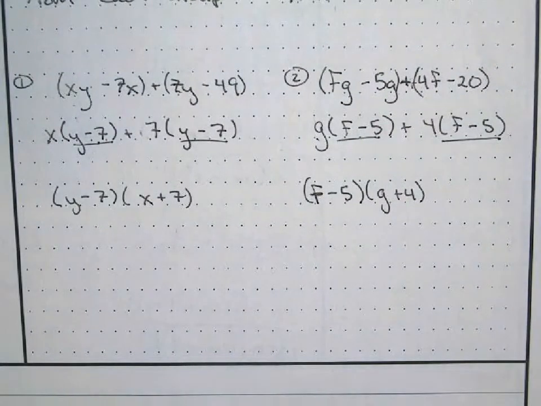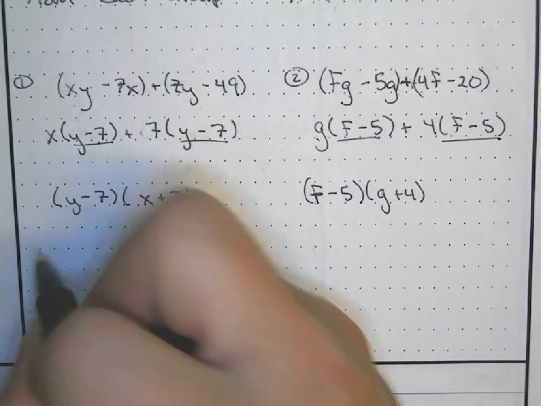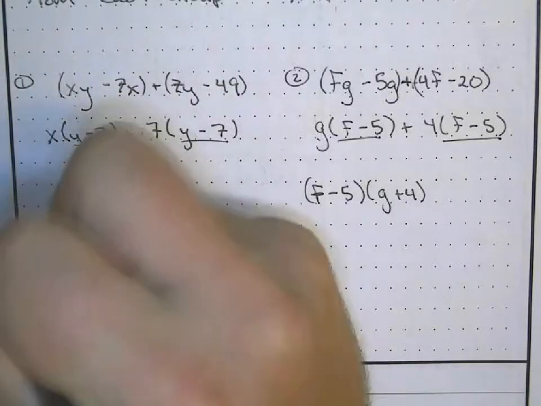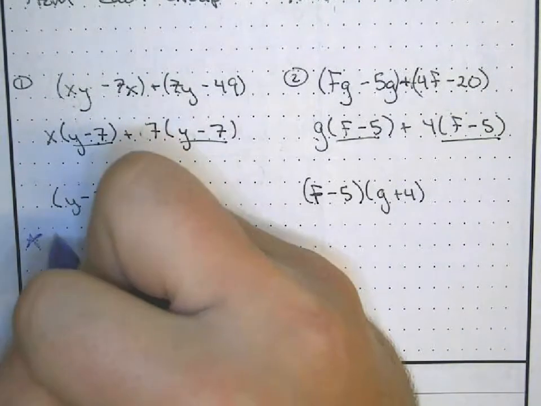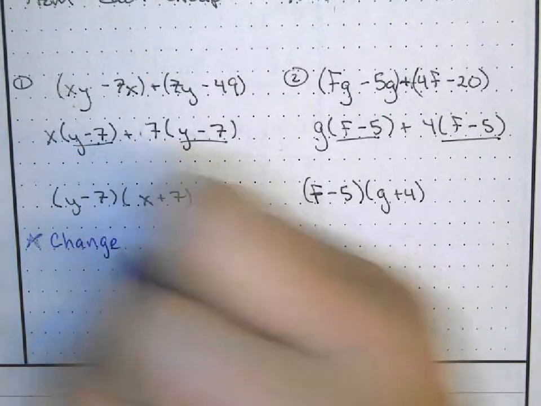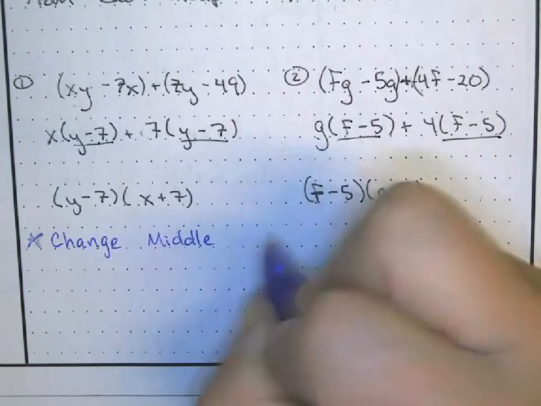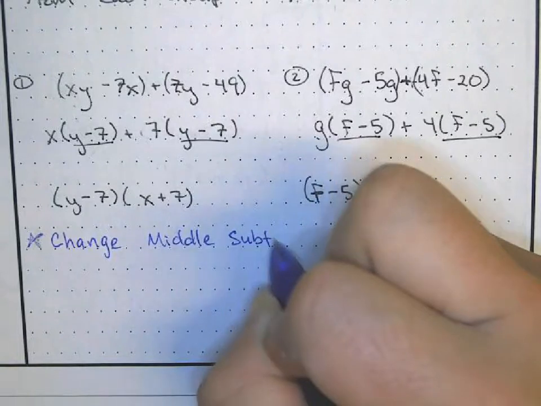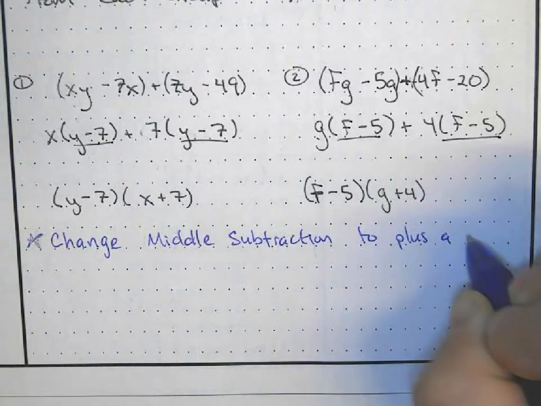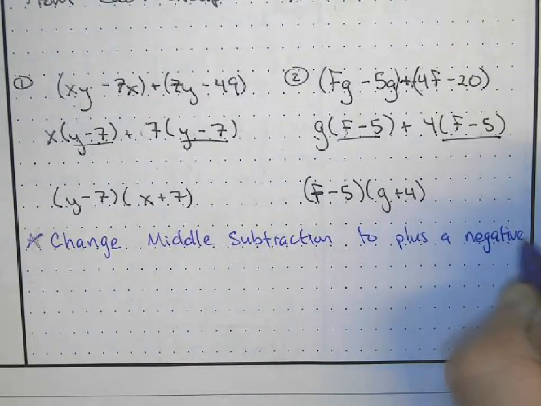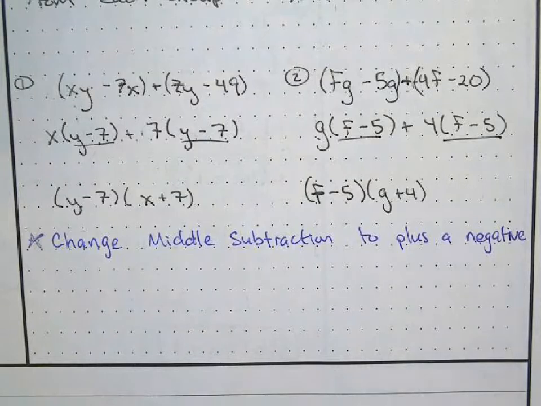Now we need to talk about, real quick, a special case, and that's if there's subtraction in the middle. So change middle subtraction to plus a negative. I'll just do one example so you can see this, and then hopefully the idea is there.